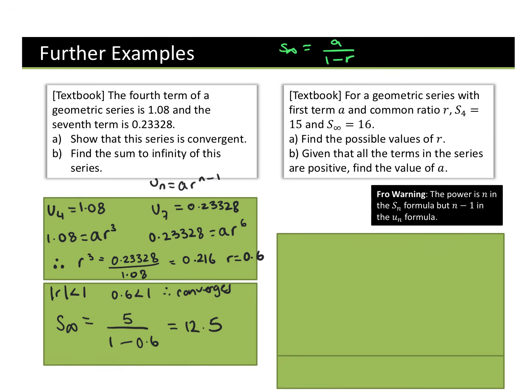For a geometric series with first term a and common ratio r, S4. Now this clearly tells us that the sum is 4. Now we know the formula for the sum is given to us in the formula book.